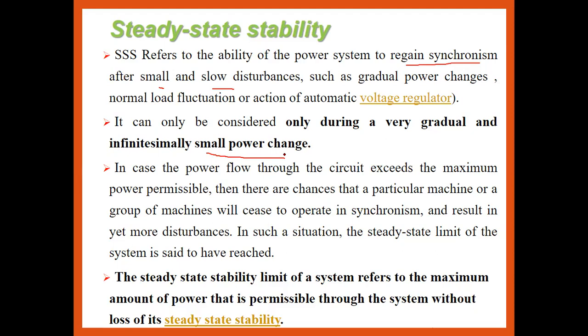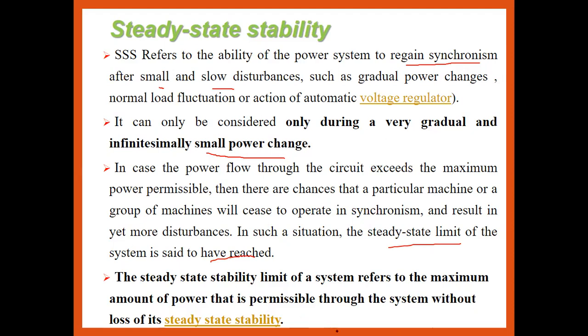In case the power flow through the circuit exceeds the maximum permissible, then there is a chance the particular machine will lose synchronization, and the result is more disturbances. In such a condition, the steady state stability limit of the system is reached. The steady state stability limit generally refers to the maximum amount of power that is permissible through the system without loss of its steady state stability.